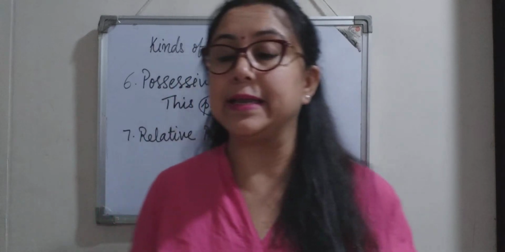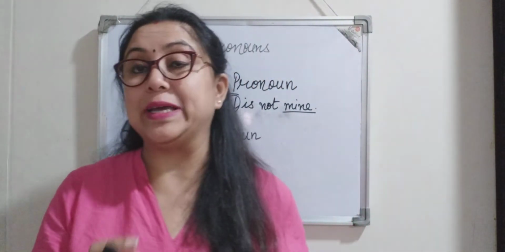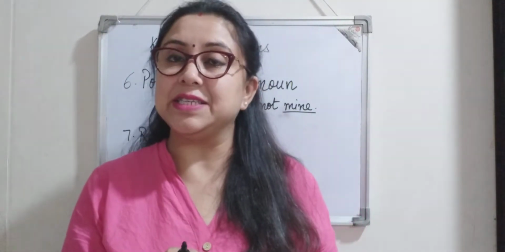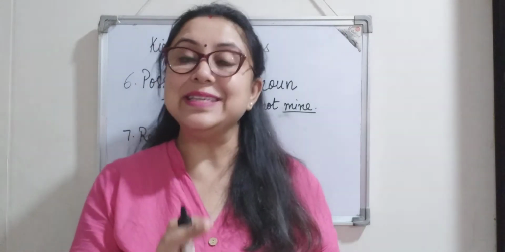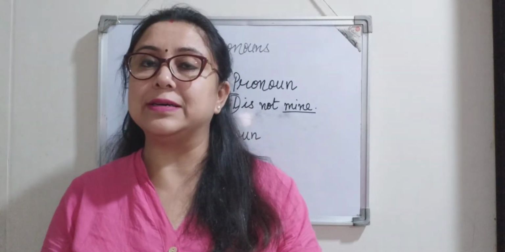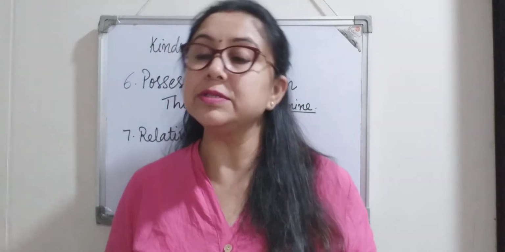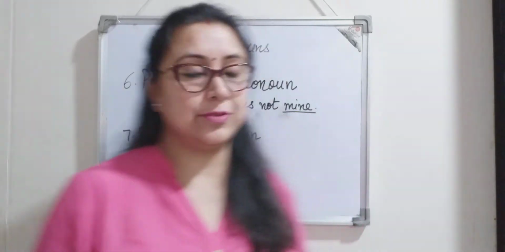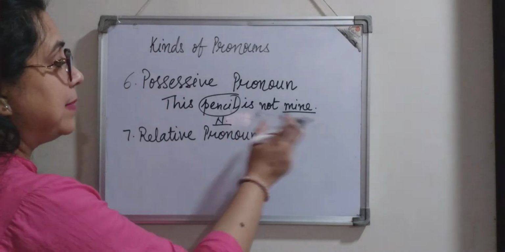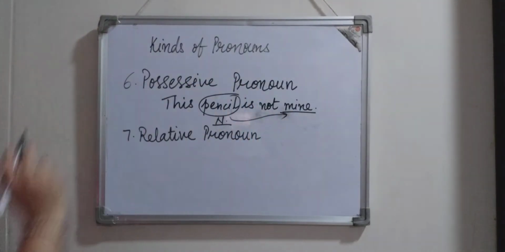And had it been, this is not my pencil, so in that case, my would have been a possessive adjective. Why adjective? Because it has been placed just before the noun. My pencil. So my here becomes a possessive adjective. So here in the sentence, this pencil is not mine, mine is away from the noun, and that is why it's a possessive pronoun.